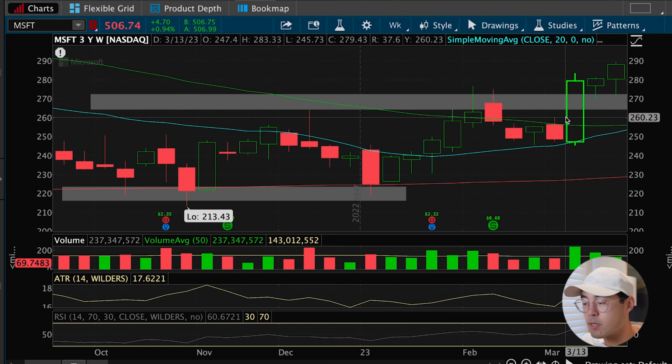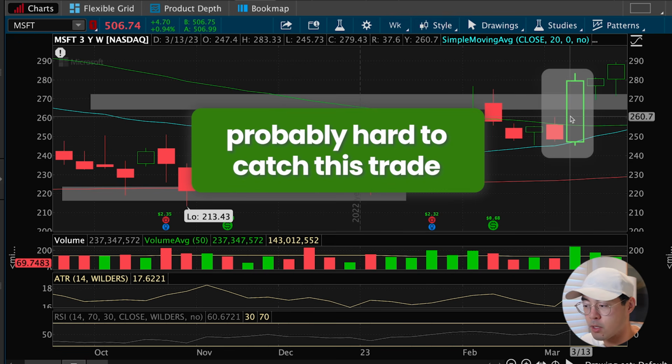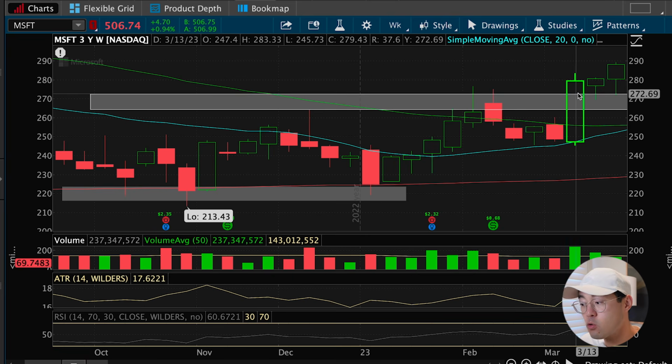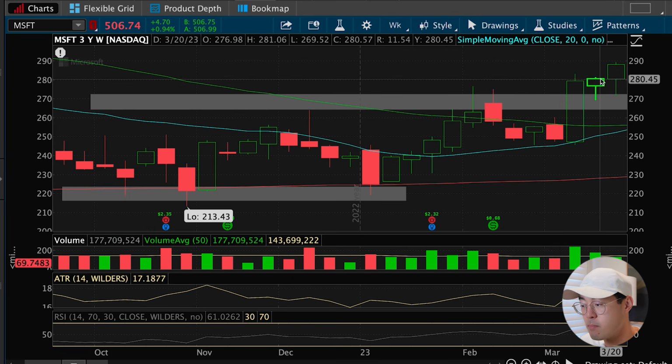This trade you probably wouldn't be able to catch, in all honesty, the bullish engulfing candlestick using the weekly time frame. But there is another way I'll show you guys shortly after. But you probably wouldn't be able to catch this. However, you could theoretically enter this trade maybe on this candlestick right here at 276.